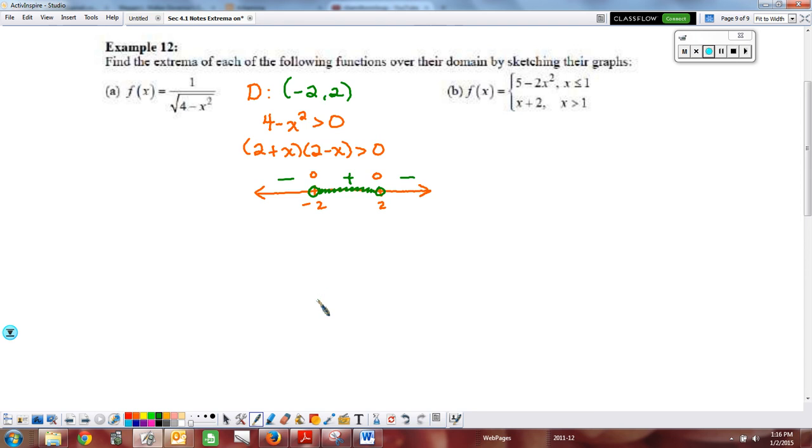As soon as we take a look at that, even though they didn't give me an interval, I did find an interval for which this function is defined. However, the problem is it is not closed. So EVT fails because there's no closed interval.